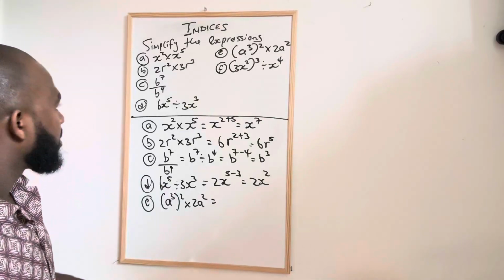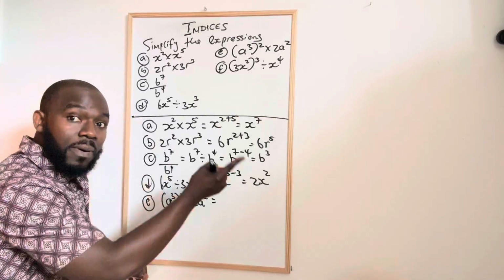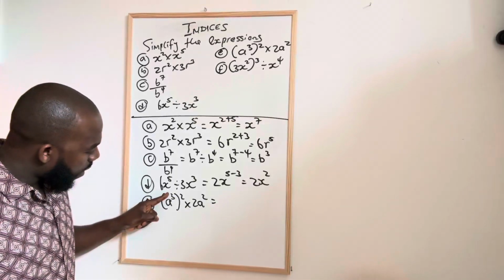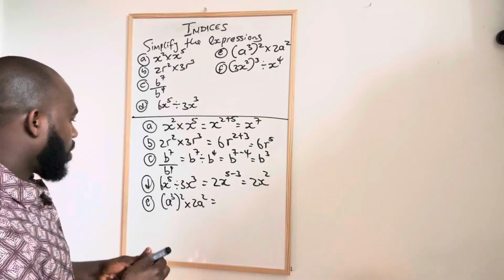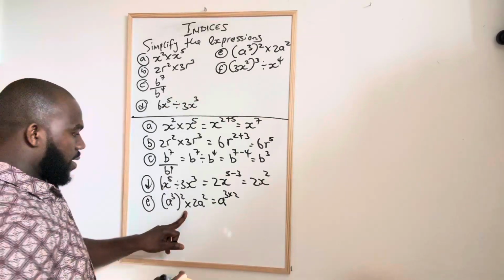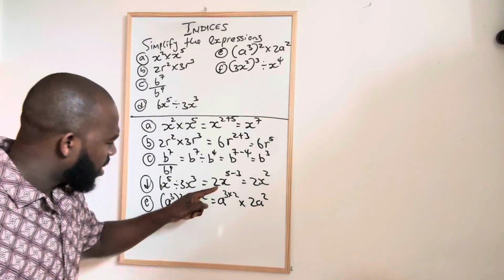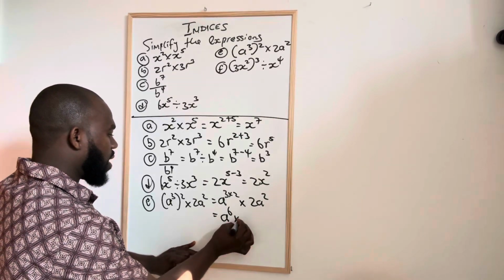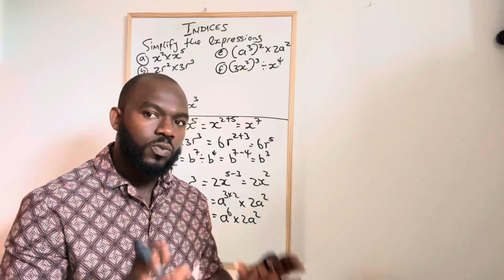Now, here, you will notice that our base and our power is carrying another power, which is the power outside. So what are we going to do first? So open this bracket here. The power inside multiplies the power outside first. So that gives us 3 times 2. So here becomes a raised to the power of 3 times 2, times 2a raised to the power of 2. And of course, 3 times 2 gives us 6. So here becomes a raised to the power of 6 times 2a raised to the power of 2. You see, now we no longer have any brackets in the question. We are good to go.